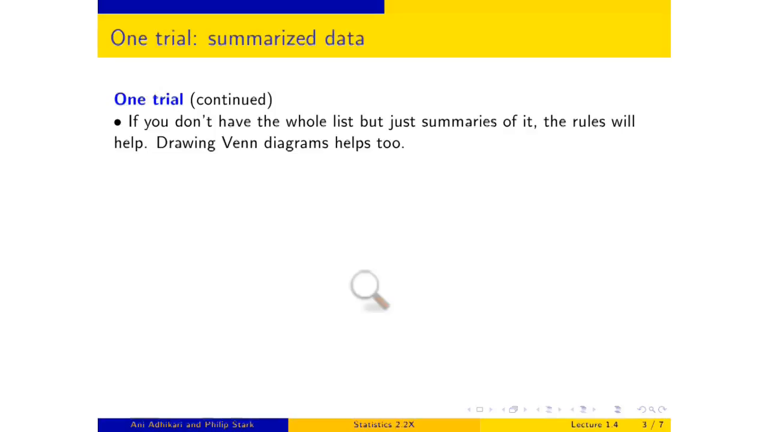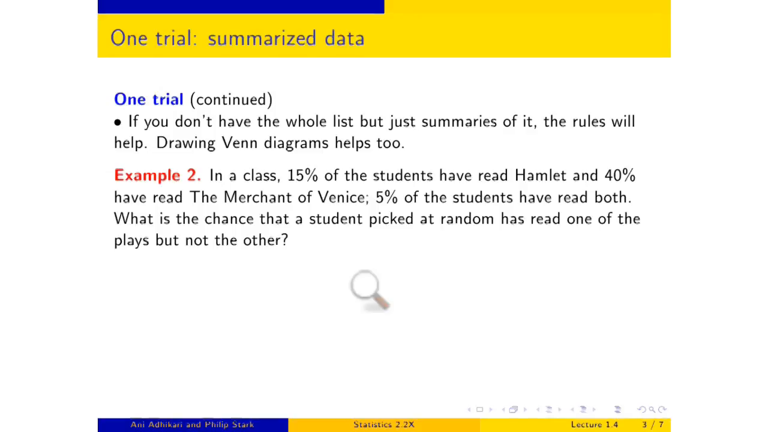What really helps for me is the Venn diagrams, drawing pictures. So let's take an example there. I've got a class full of students and 15% of them have read Hamlet and 40% of them have read The Merchant of Venice. 5% have read both.